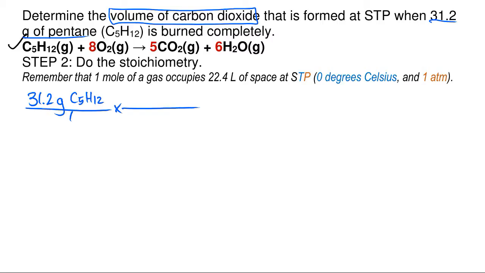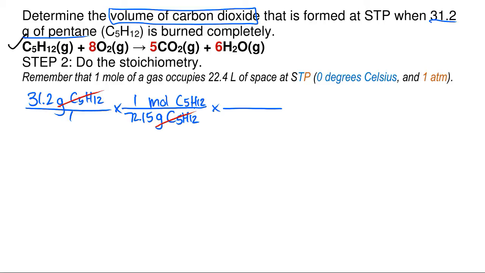We need to get rid of mass, and to go from mass of a compound to moles of a compound, you use the molar mass. 1 mole of pentane has a mass of 72.15 grams, which you would get from the periodic table. Adding up the 5 carbons plus the 12 hydrogens will give you 72.15 grams for 1 mole of this compound. So now we have moles of pentane. We just got rid of grams by using the molar mass, dividing by the molar mass.